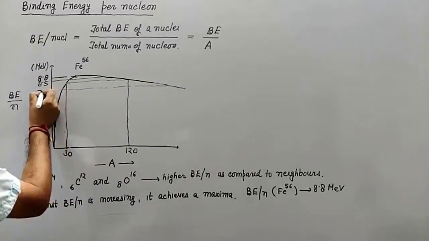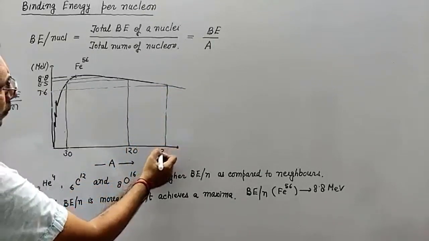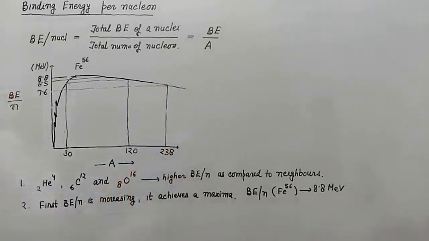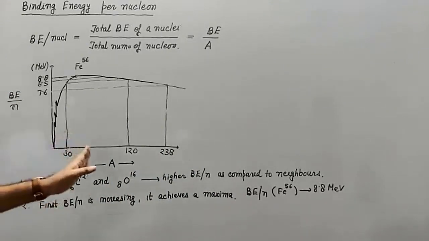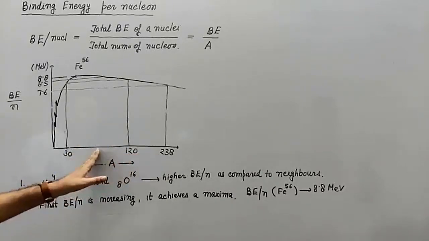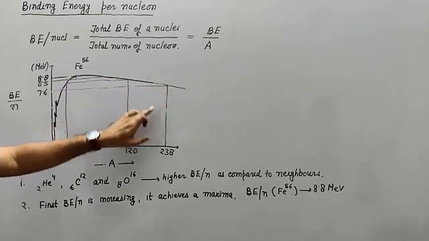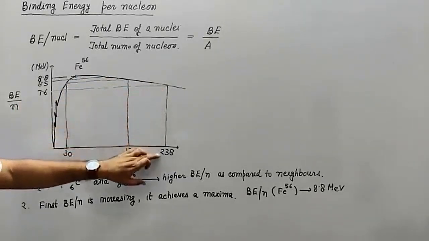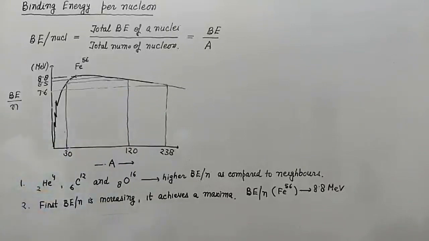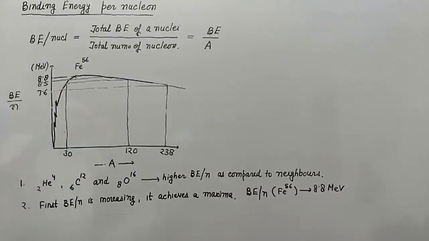This value is 7.6, for 238. The graph is not properly drawn here, so this scale is not proper. But you can consider that the binding energy decreases to nearly 7.6 when A becomes 238. So this type of variation is observed in binding energy per nucleon.